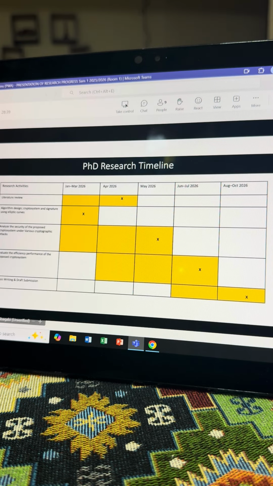Hebah, in your research timeline, do you notice that in your plan you aim to finish in less than 1 year? Yes. You aim to complete the PhD in less than 1 year. Yes. I am not sure if you are able to graduate in such a short time, because I believe there is a minimum period to complete a PhD. Yes, I understand.